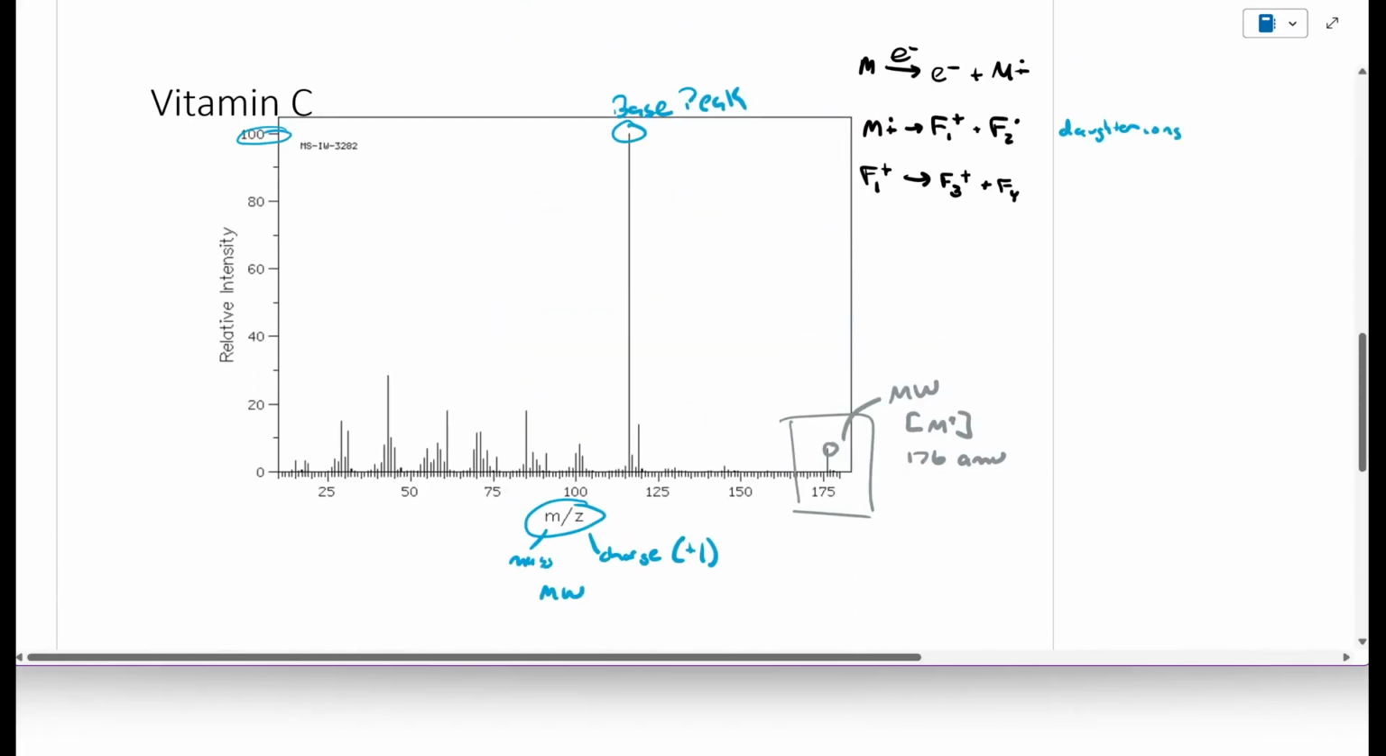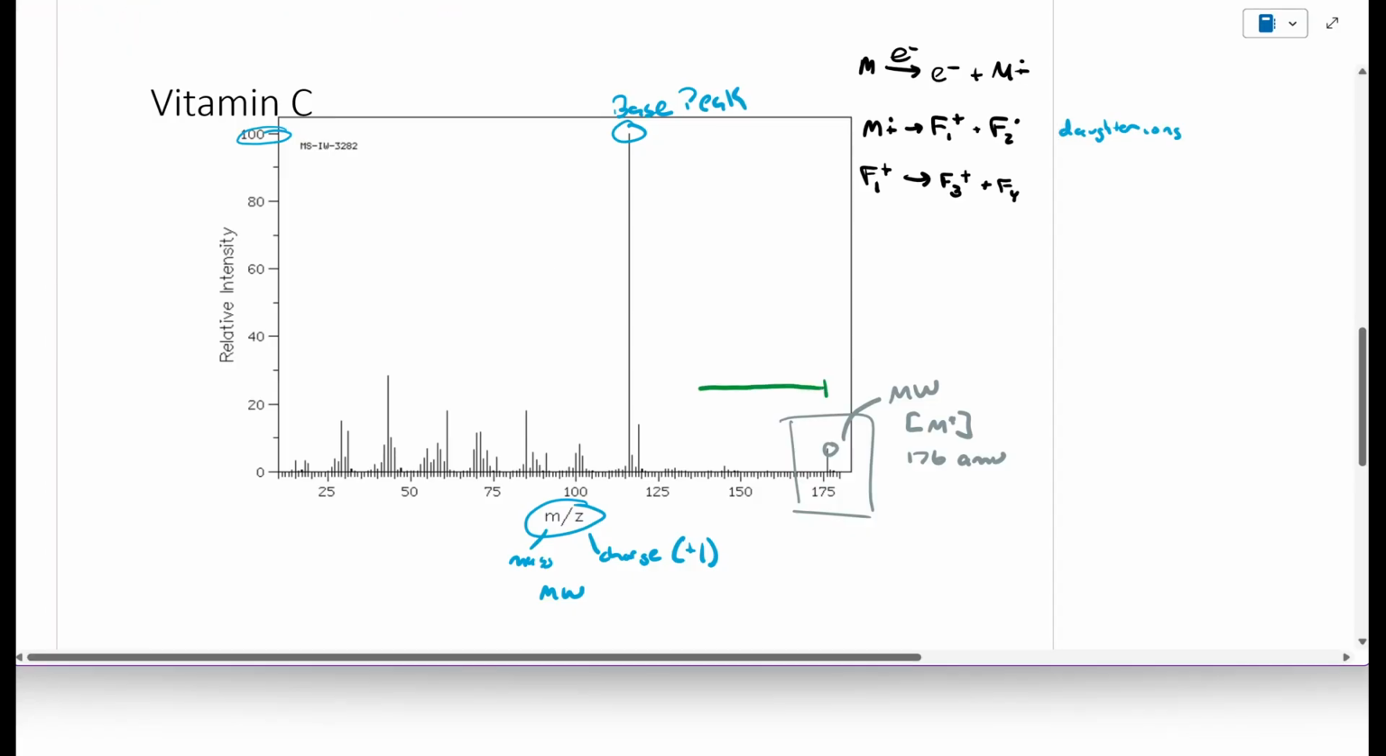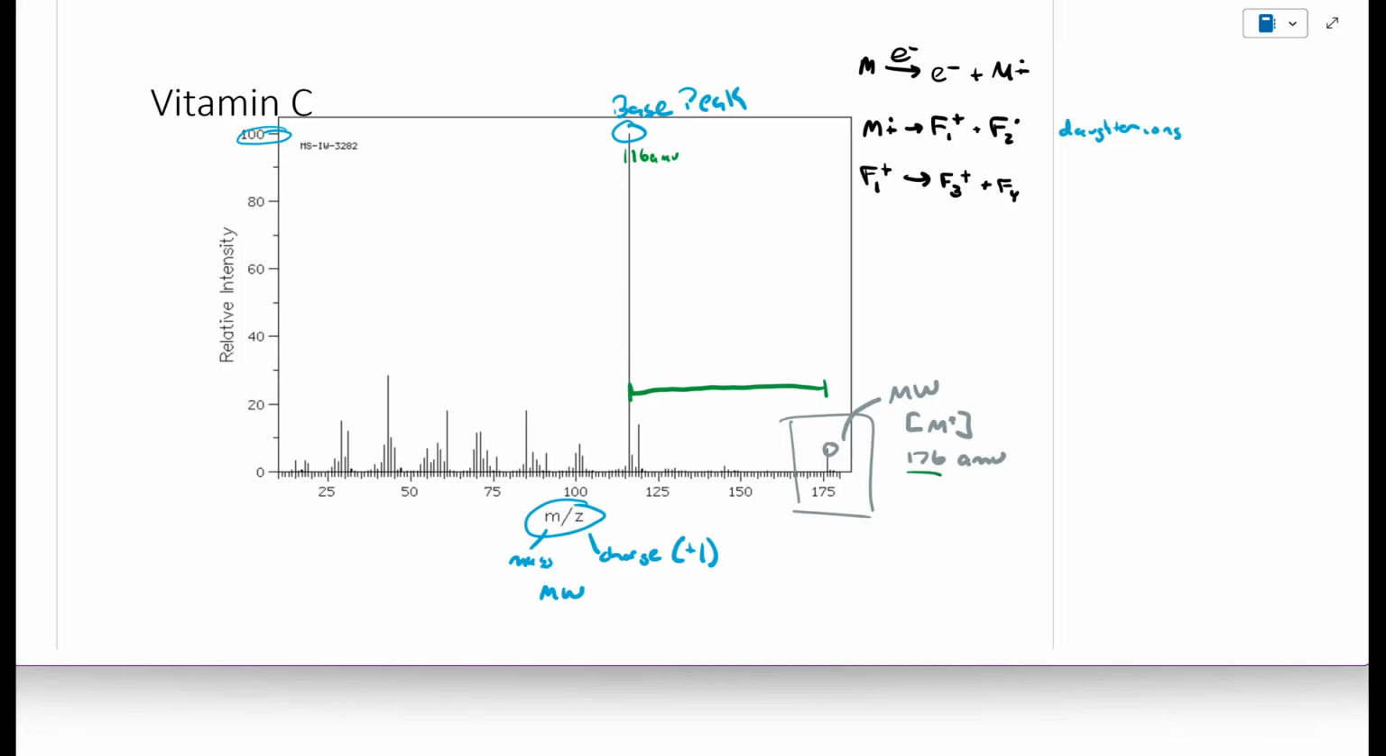When we look at any of these fragments, some of these fragments will be characteristic, and so we will look at some of them. When we look at these fragments, what we often do is we take the difference between the original molecule and the mass of the fragment. So the mass of the base peak looks like 116 AMUs. I don't know if that's interesting or not, but let's pretend that it is. And my molecule has a mass of 176 AMUs. So that's a difference of 60 AMUs. There's a 60 AMU difference between 176 and 116.